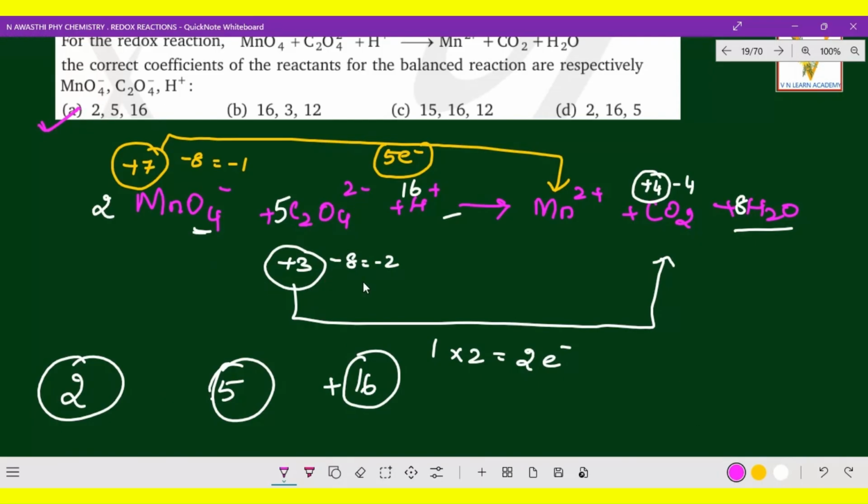See, this is a redox reaction. How many electrons are losing? How many electrons are gaining? In that way, we have to interchange and multiply with that. So that is the way we can easily identify here.